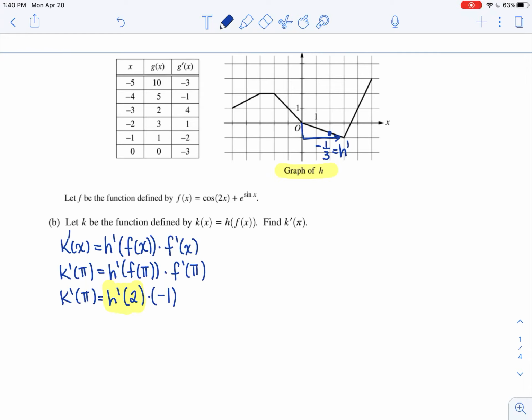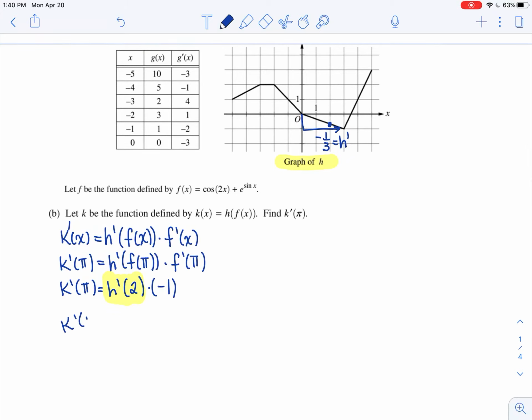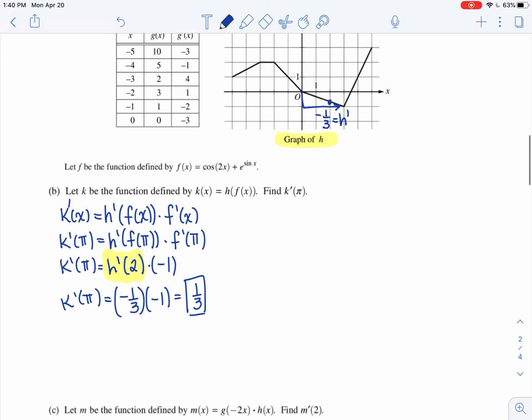If you're in a different region of the graph, it might be different. It might be something like 2 or 0. It all depends on what x value you're up to. So h prime of 2 came out to be negative 1/3. Negative 1 stays negative 1. So when you clean that up, you end up getting 1/3 for the final value.